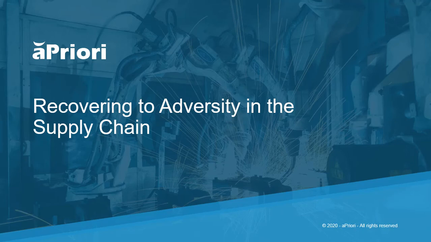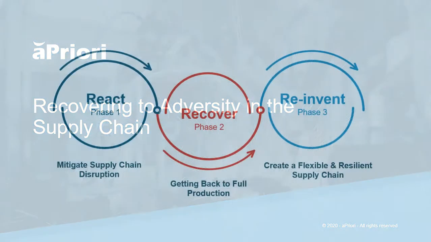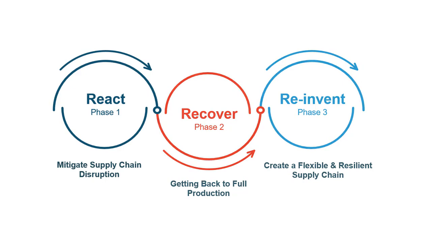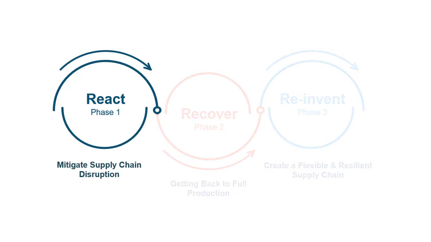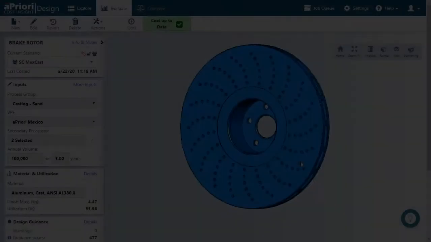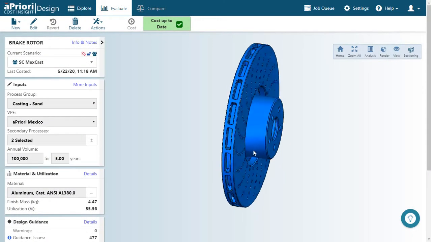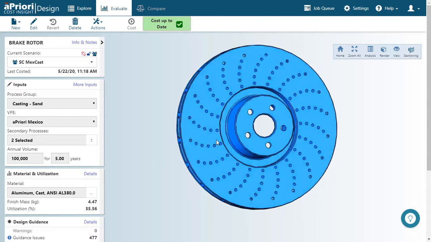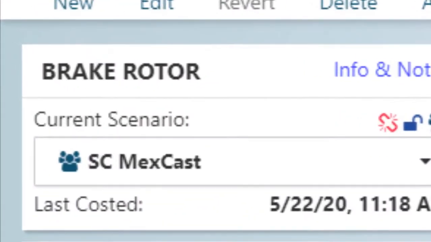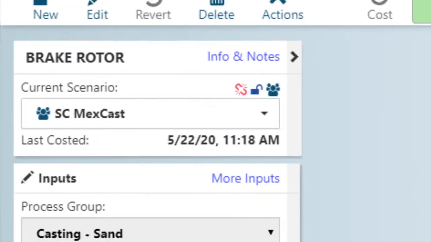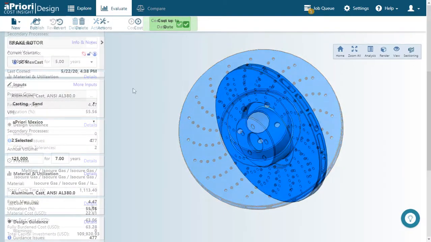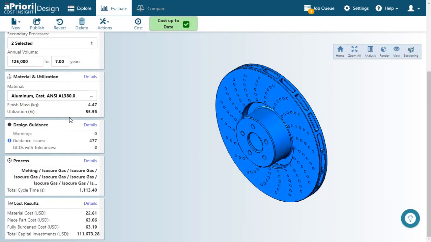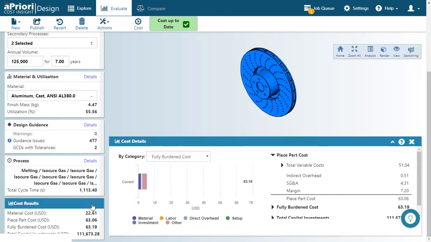Our ability to react to adverse conditions is dependent on our ability to understand the current situation and our ability to identify cost-effective and low-risk solutions. As a Texas-based manufacturer of braking systems, our production is threatened as one of our key suppliers, Mexcast, is experiencing material supply and capacity issues. We have just a few weeks to find alternative supply as we use up existing stock.